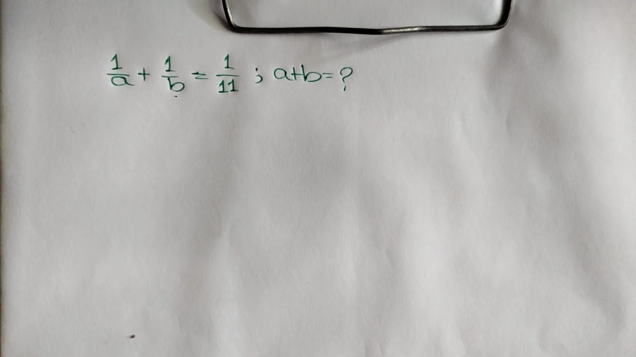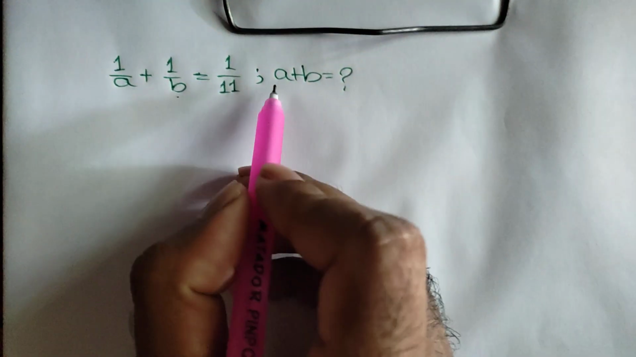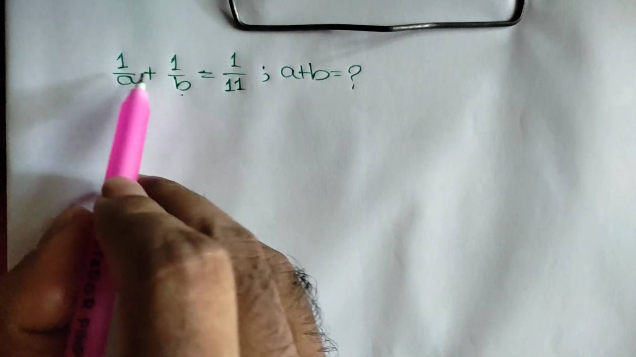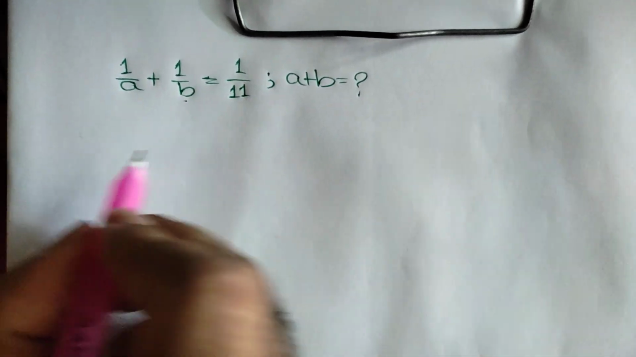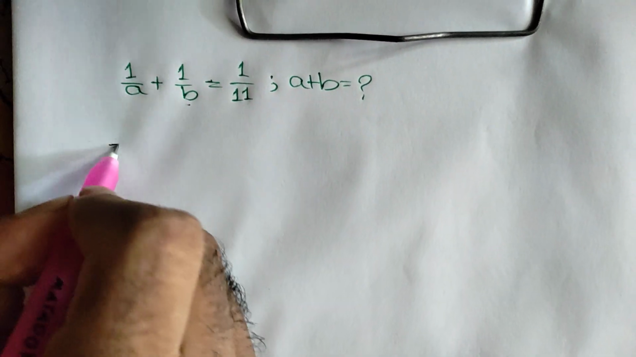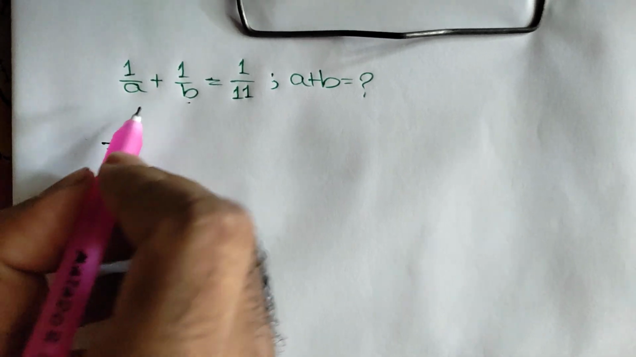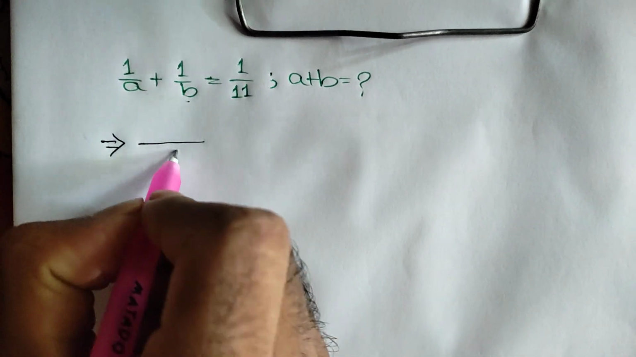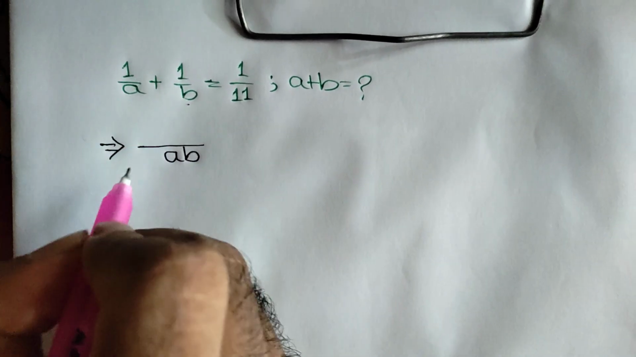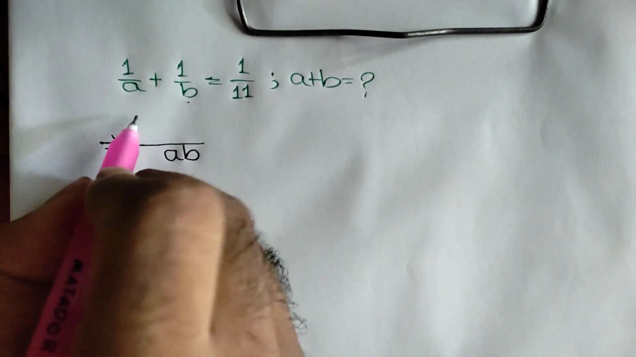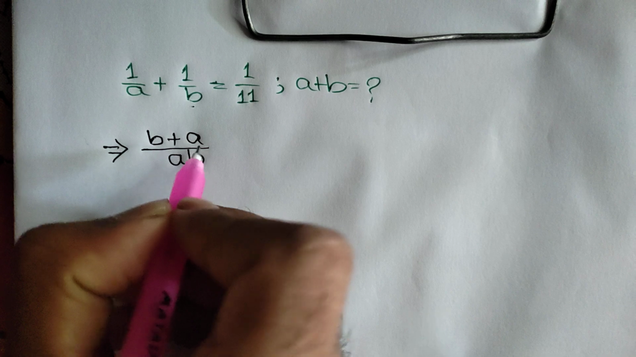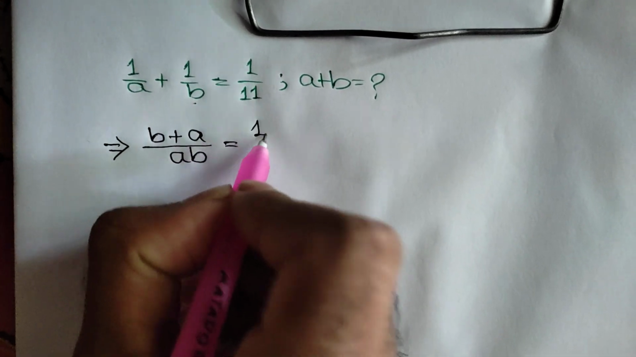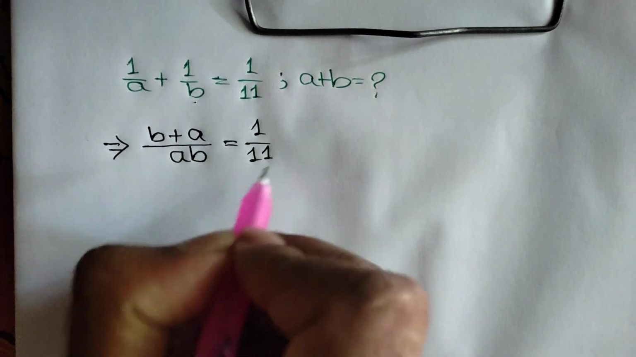Hi everyone, in this video I am going to show how to find the value of a plus b where 1 over a plus 1 over b is equal to 1 over 11. Here the LCM is ab, so we will get (b plus a) over ab is equal to 1 over 11.